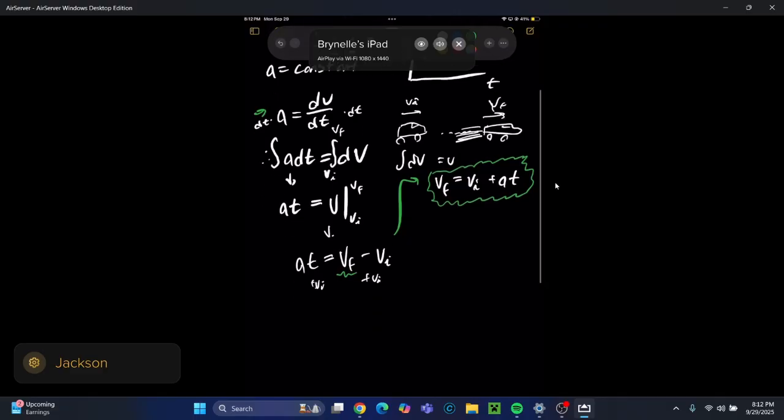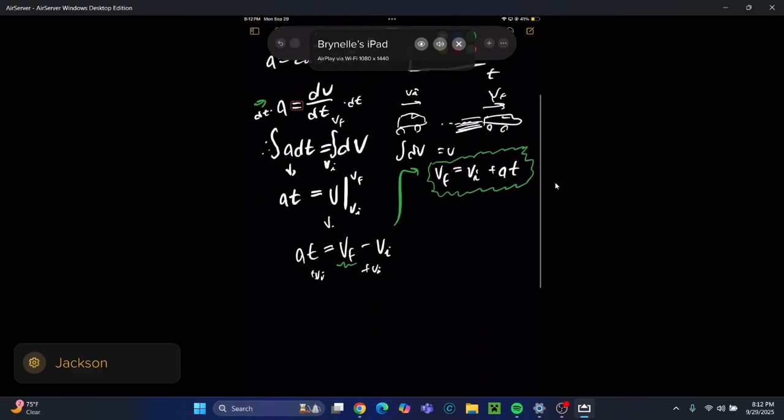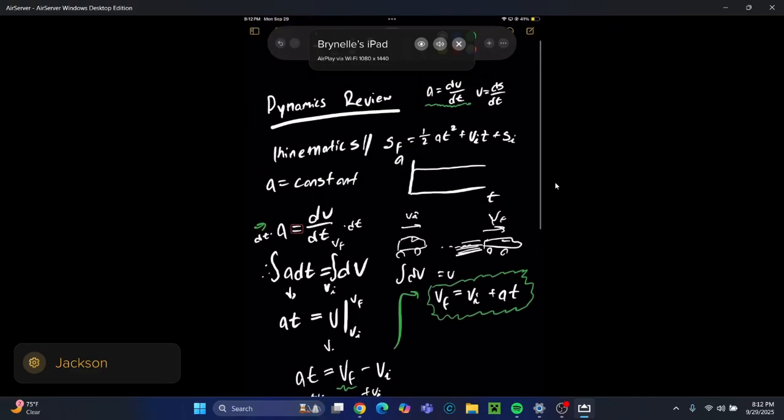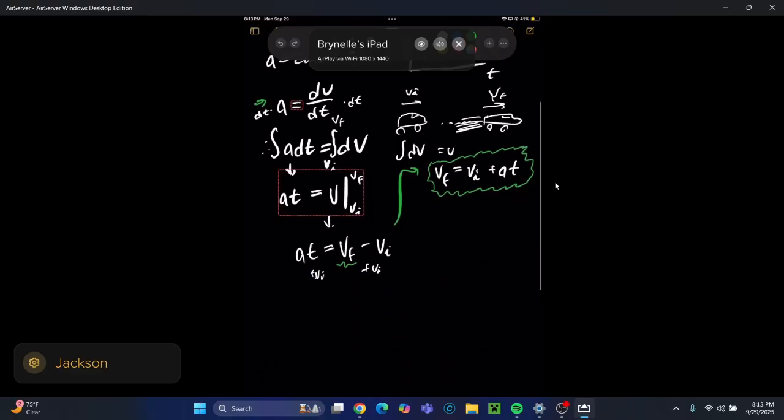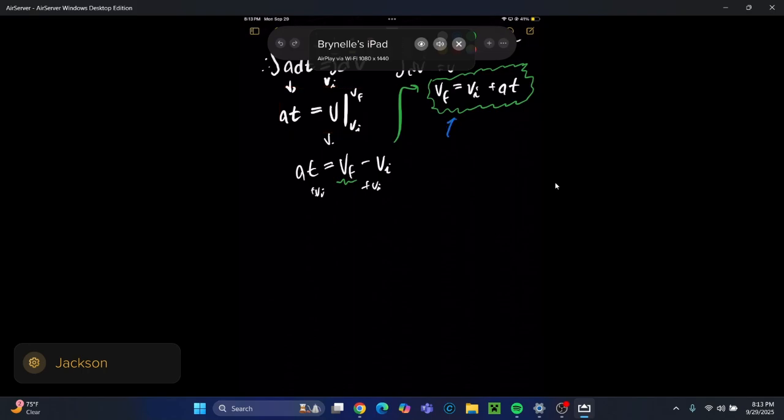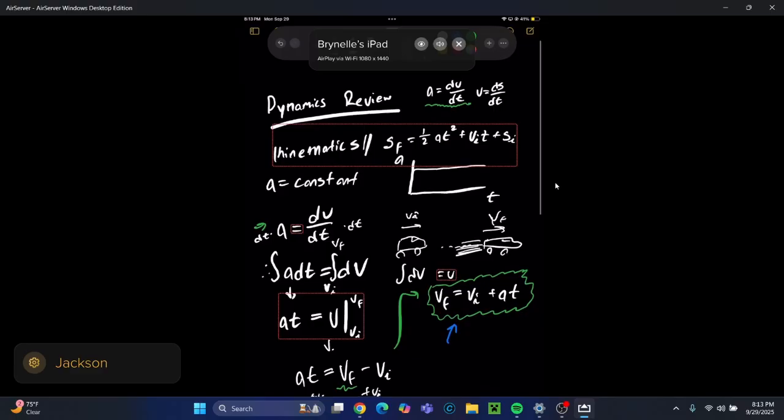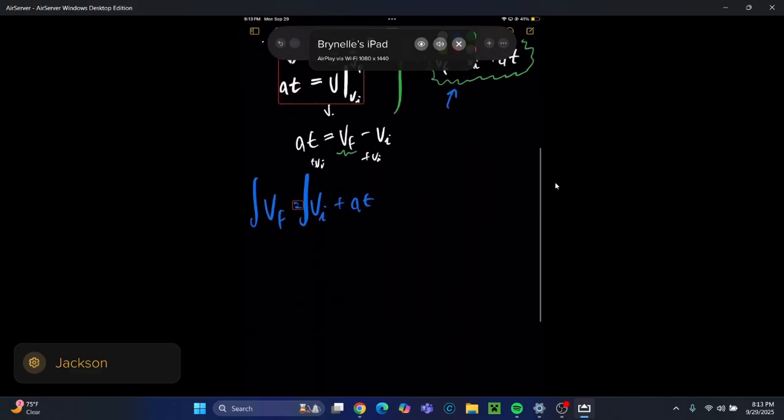And then the next question is, okay, but that's just velocity. Where does this come from? Well, similarly, we're going to take this equation and we're going to put it down here. So once again, v final equals v initial plus at. And we're going to say, okay, I want to integrate both sides again. And then if we go up here, we can see that our velocity is ds/dt.